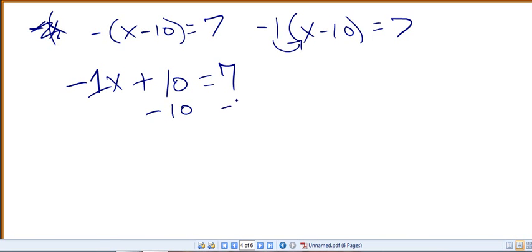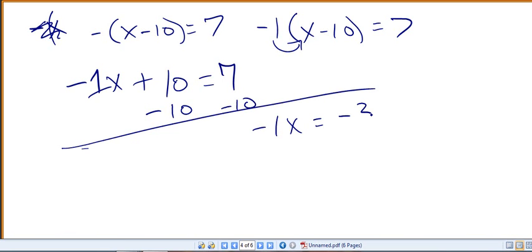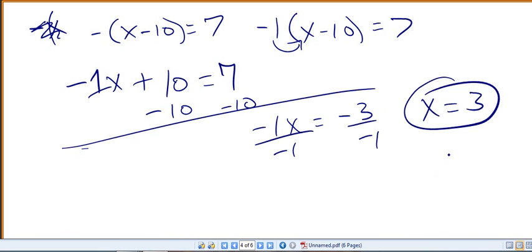Subtract 10 from both sides. So you got negative 1x is equal to negative 3. Divide both sides by negative 1. X is equal to 3. So that's number 10. Number 11.